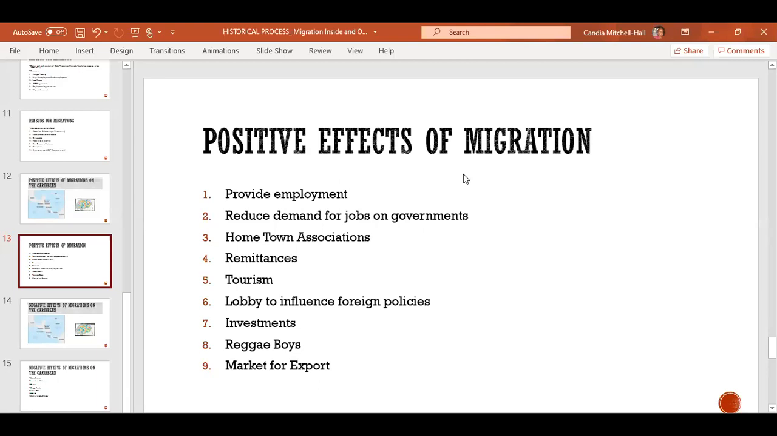Once we know people are living abroad, companies like Grace Kennedy and Lasco and all of these companies, even you might have your own little small business, send goods abroad for your family.